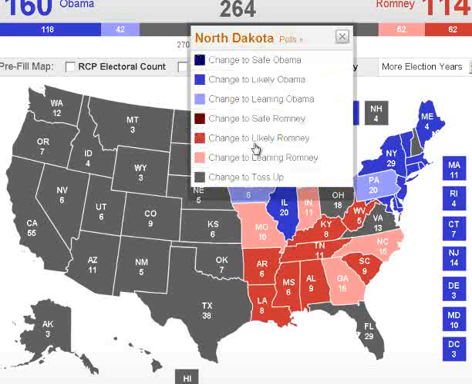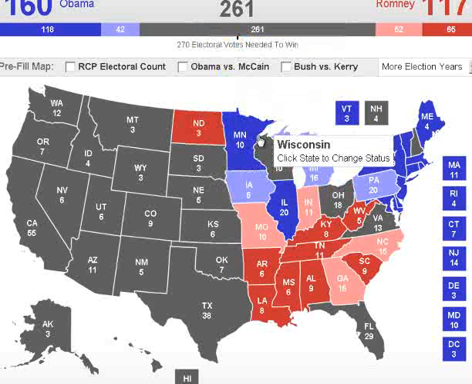North Dakota, safe Republican. Well, actually, North Dakota is one of the few states where there's a possibility of shifting. North Dakota was somewhat competitive in 2008. People didn't pay that much attention to it because it's only 3 electoral votes.